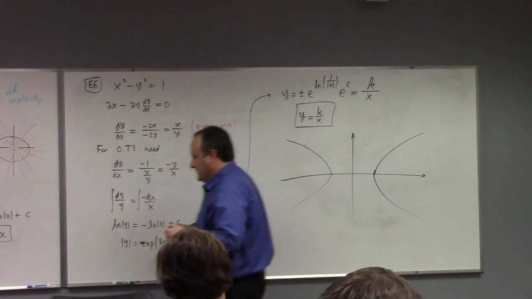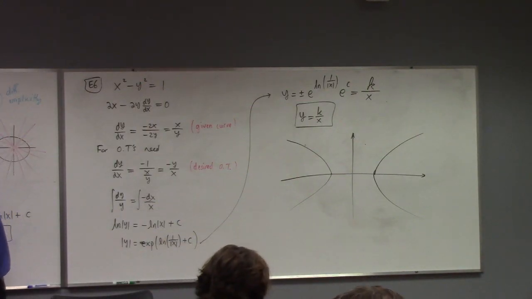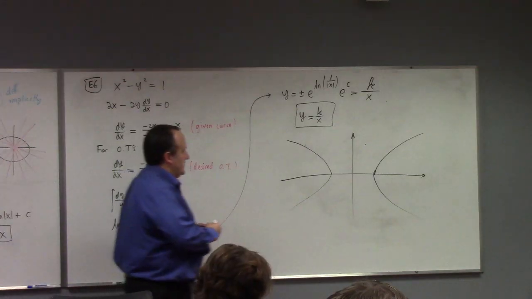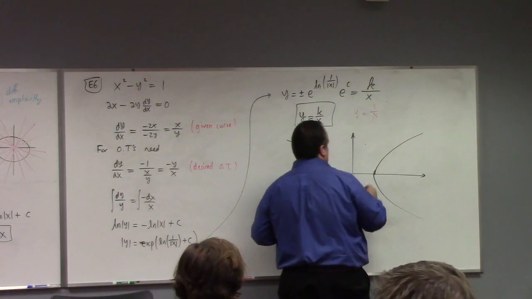What does y equals k over x look like? Do you know what that is? What if I put k equals 1? What is that, for example? That's this thing, right?